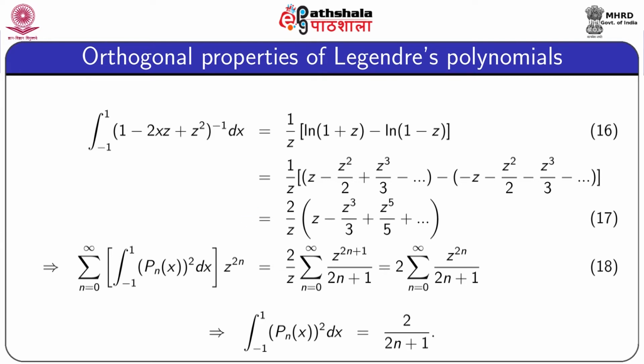Therefore, we get summation n equal to 0 to infinity of integral from -1 to +1 [P_n(x)]² dx z^n is equal to 2 times summation z^(2n) divided by (2n+1). We next equate the coefficient of z^n from both sides, and if you do that, you will get the result integral from -1 to +1 [P_n(x)]² dx is equal to 2 divided by (2n+1). And this completes the proof of the orthogonal properties of Legendre's polynomial when m is equal to n.